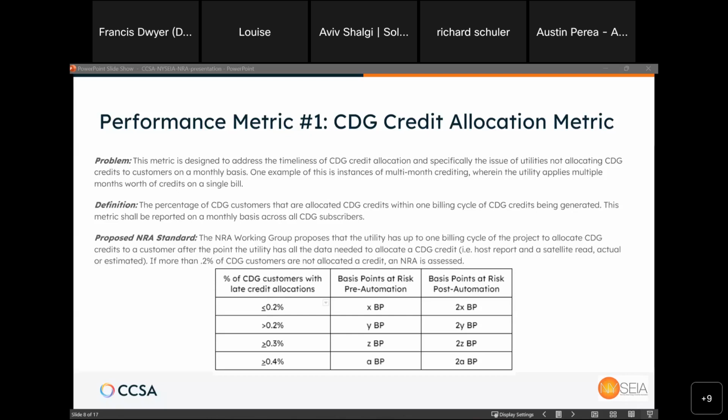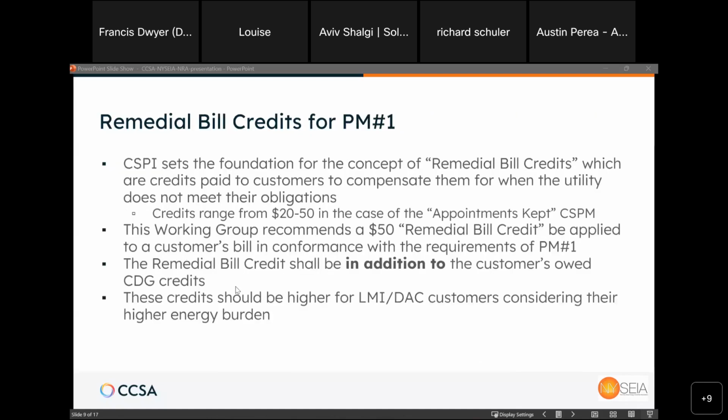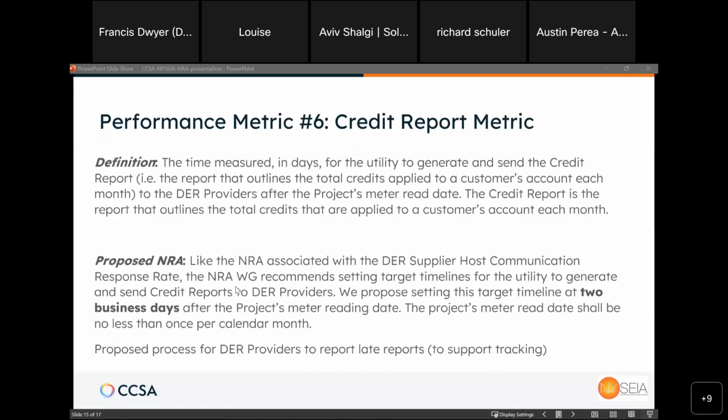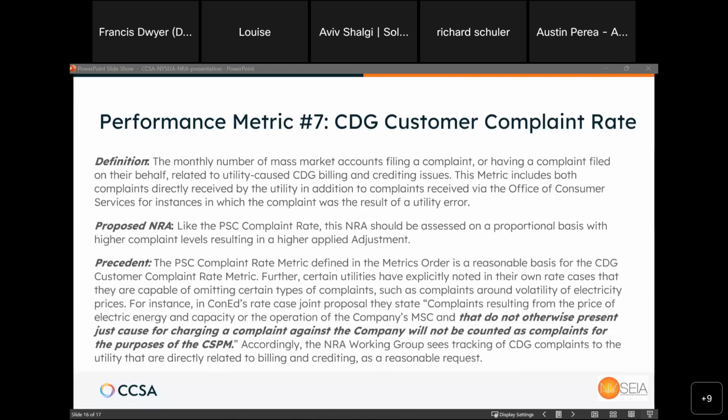I guess I have a question about the customer complaint slide then, while we're waiting. So the sources of complaint information that's not from either the Office of Consumer Services or the utility complaint handling process, how would we audit or ascertain that those data are correct?